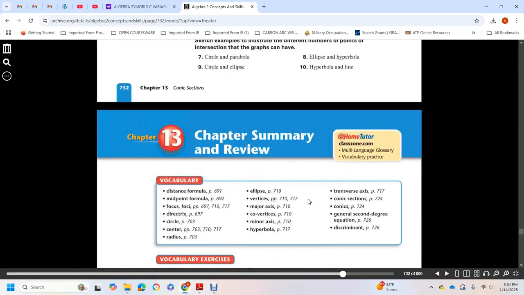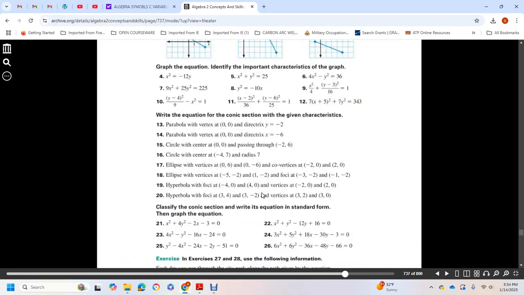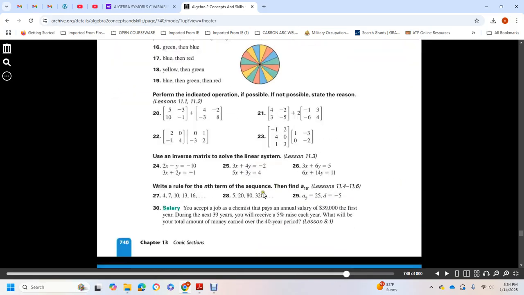Chapter 13 summary and review. Vocabulary: distance formula, midpoint, focus, foci, directrix, circle, center, radius, ellipse, vertex, major axis, co-vertex, minor axis, hyperbola, transverse axis, conic section, conic, general second degree equation, discriminant. And I think that takes care of the rest of the book.